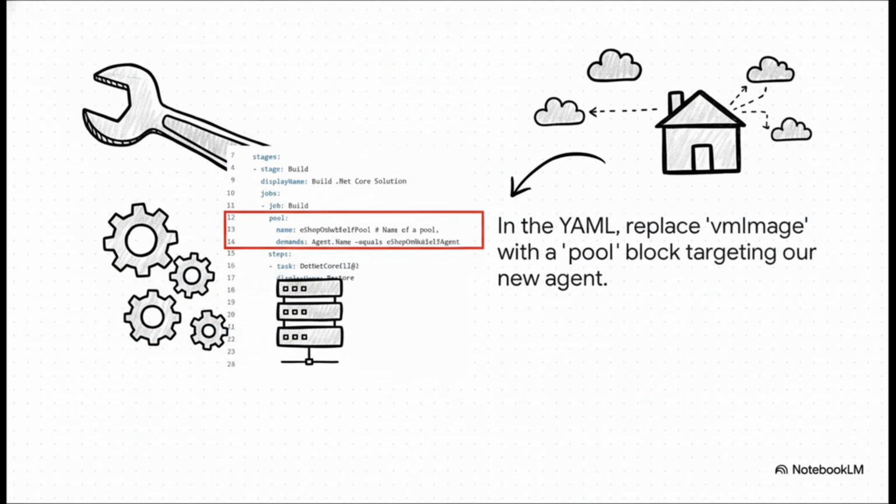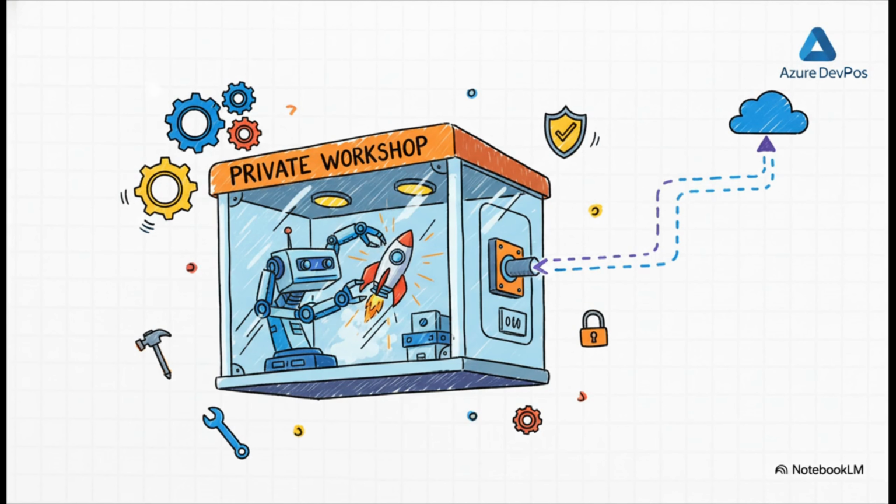And here's what that change looks like in the context of the actual YAML file. See that? We've just gotten rid of that old VM image line and replaced it with a simple pool block that points right to our eShop on Web self-hosted pool by its name. With just that tiny edit, every single job in this pipeline is now going to be routed directly to our VM. And that's it. That is the entire switch.